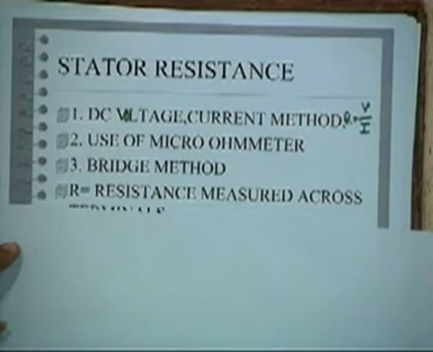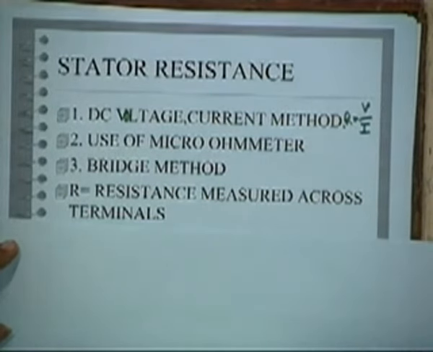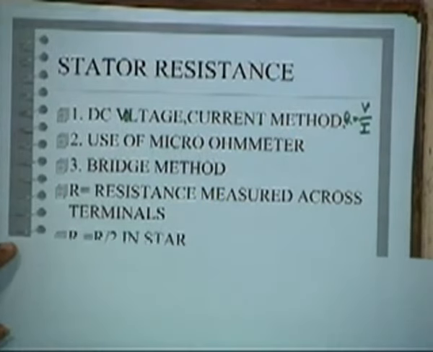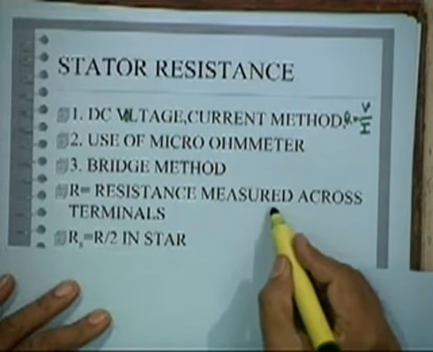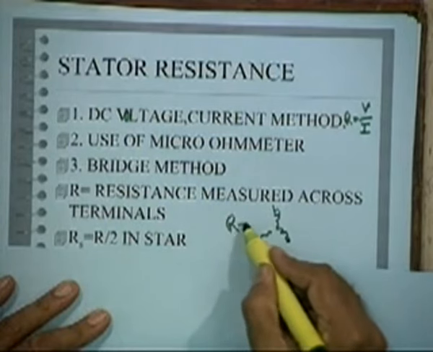So if you measure resistance across the terminals, R, then you are not disconnecting anything, so the per phase resistance will depend upon how it is internally connected, isn't it? So if it is star connected, in star connected you have measured resistance R here.